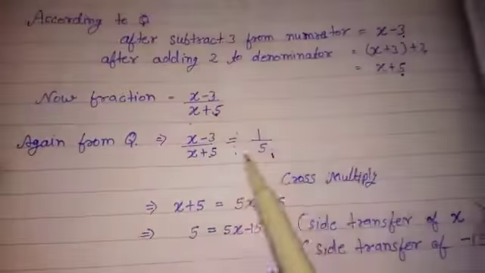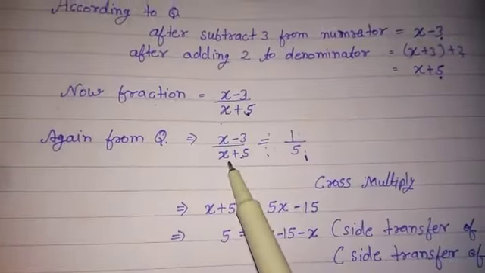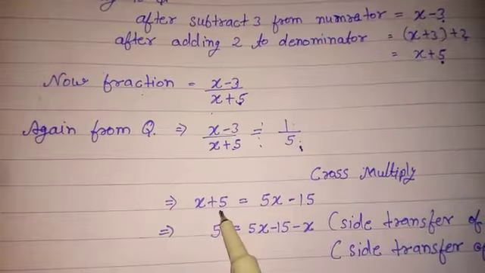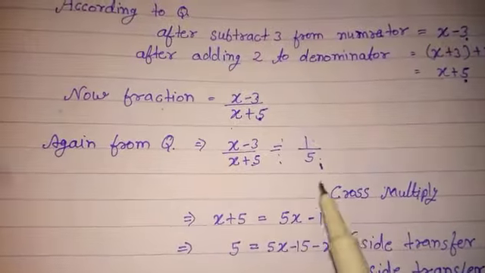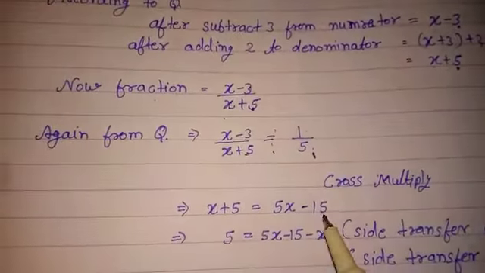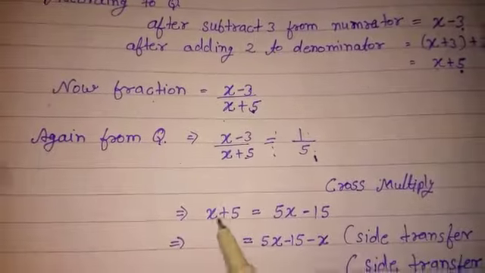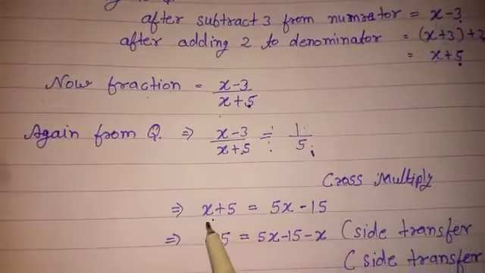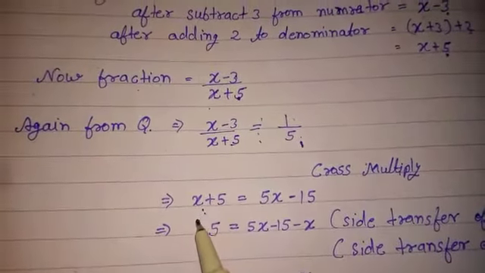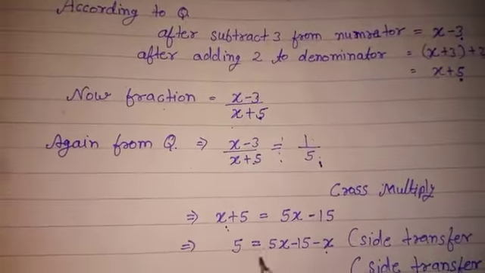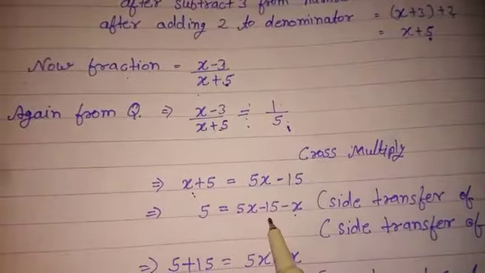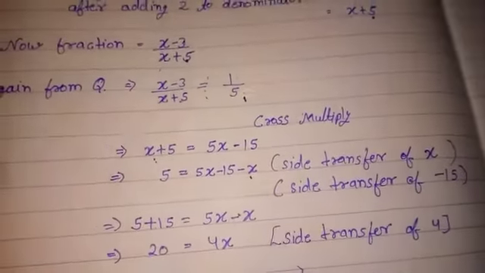So firstly we have to cross multiply these. So x plus 5 multiplied by 1, so x plus 5 equals x minus 3 multiplied by 5, which is 5x minus 15. Now side transfer of x. Firstly we have to transfer this x to this side. Here it is plus, so here it will go in minus. So 5 is equal to 5x minus 15 minus x.